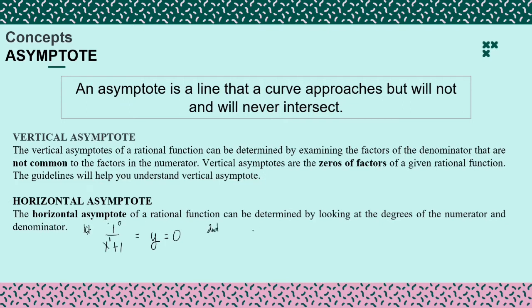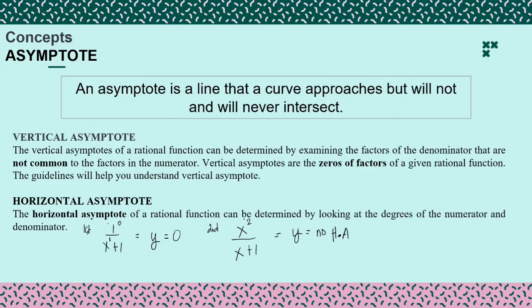Pag second case naman or second scenario natin, baliktad naman. If the highest degree of the numerator is greater than the highest degree of the denominator, then automatic, the asymptotes is wala. So, ibig sabihin, this is no horizontal asymptotes. Okay? Again, kapag yung ating highest degree in the numerator ay mas mataas sa highest degree ng ating denominator, ibig sabihin, no horizontal asymptotes tayo.